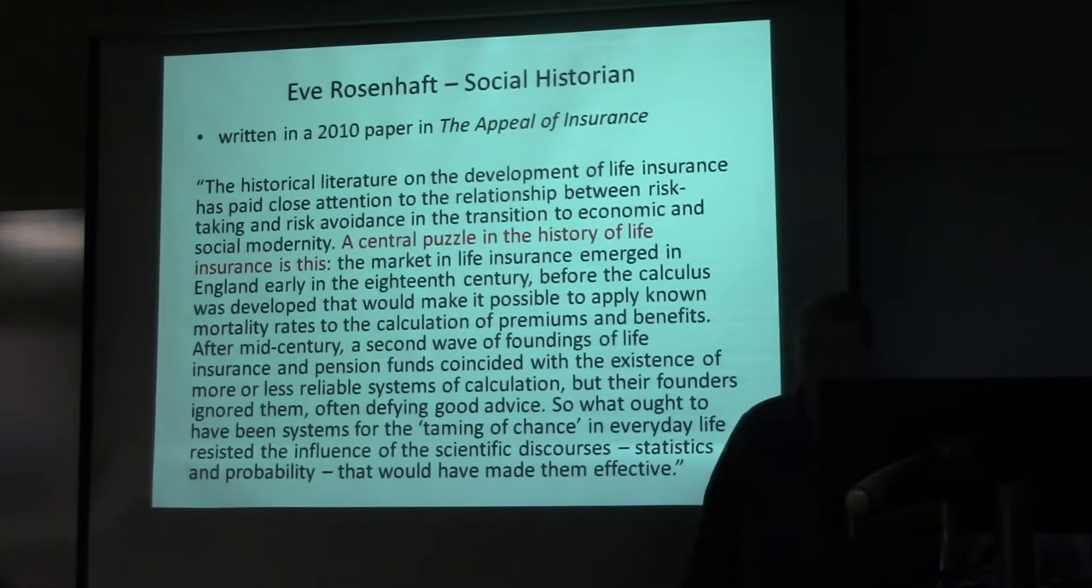I won't read the whole thing, but what's outlined there in red is the central puzzle in the history of insurance. Basically, the market in insurance emerged at the same time as these mathematicians were working, but the insurance industry had no use for the mathematicians. They didn't rely on any of the books. So it came down to the question of what were these mathematicians doing in the 18th century? Nobody paid attention to them, or it seemed like nobody was paying attention to them. Were they writing for themselves, or who were they writing for?